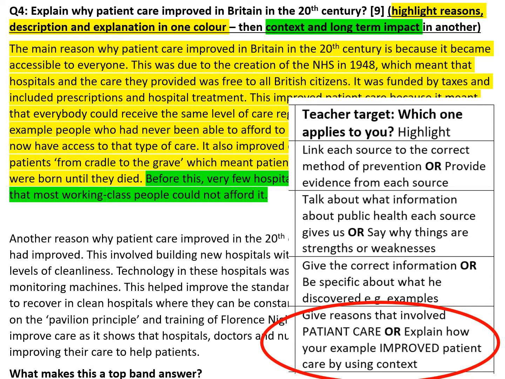Okay, so which target applies to you when you had a go at doing this question? Did you actually not give reasons that involved patient care? Did you not talk about hospitals or wards or nursing or anything like that? Did you go maybe more towards cure, like medicines that were used? Because that's not really care, is it? That's cure. Or did you do the right examples, but you need to work on explaining in more detail? So you could explain how your example improved patient care by doing things like using context. So highlight which target applies to you. Pause the video if you need to, because I'm going to move on.